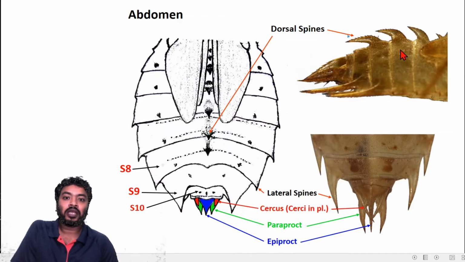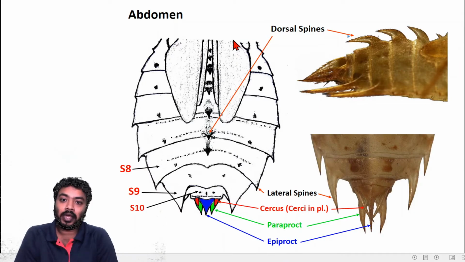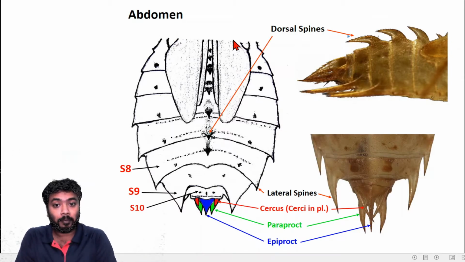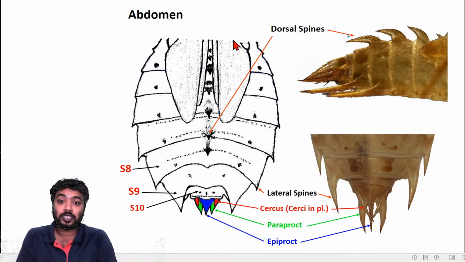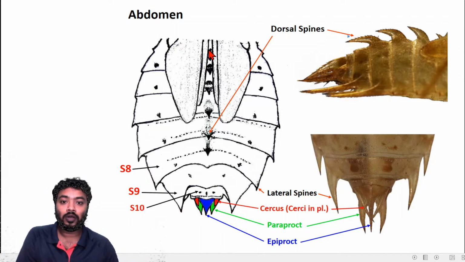Sometimes some species may have dorsal spines from segment 4 to 7, and a different species of the same genus may have dorsal spines on segments 4 to 8, and some may have them up to segment 9. So that makes a species difference. You can make out the difference between species just by looking at the number of dorsal spines.